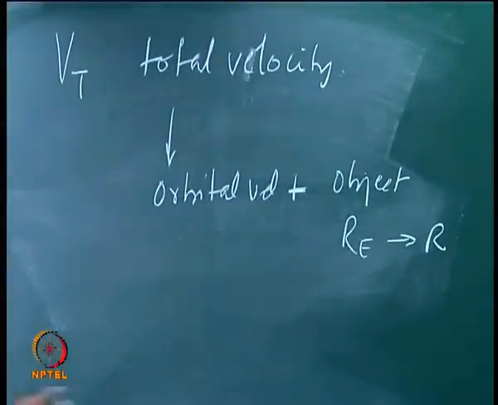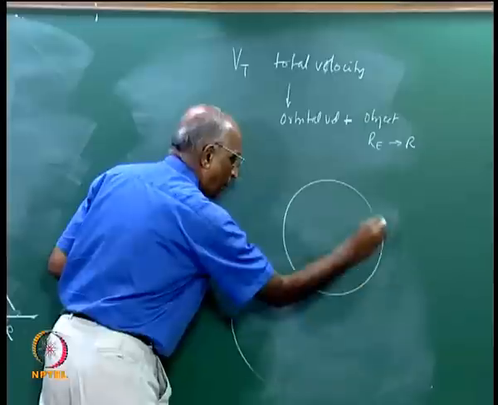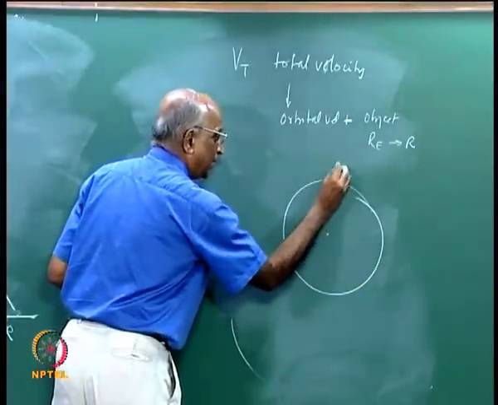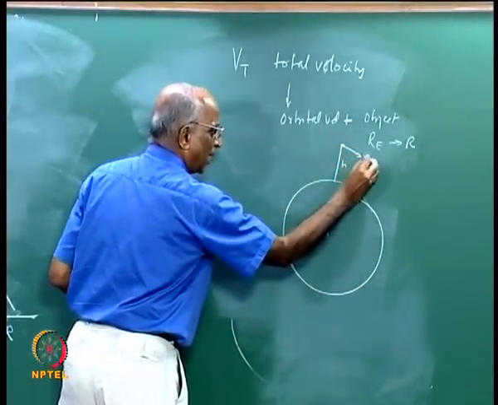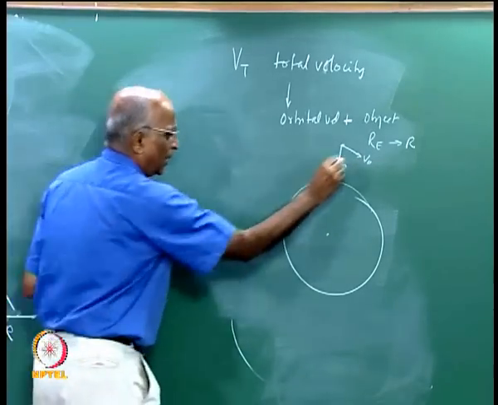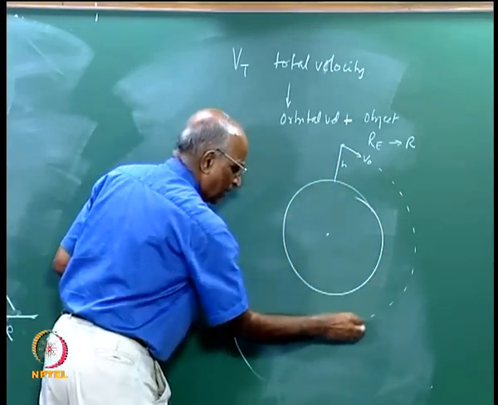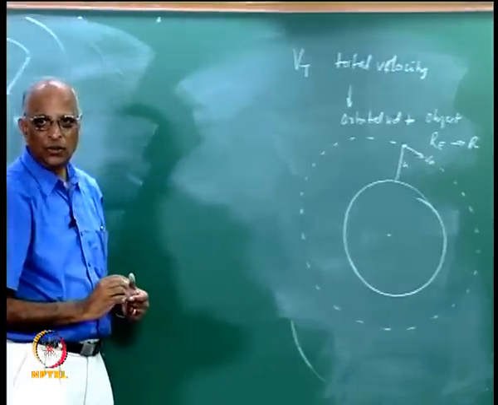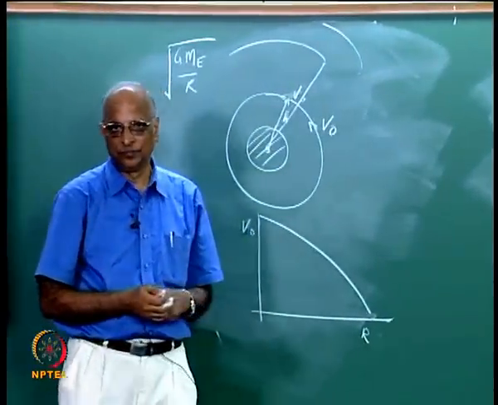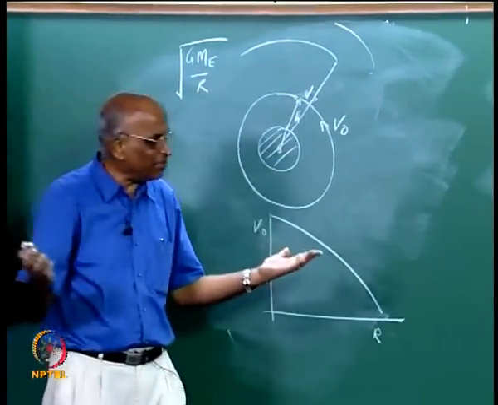In other words, all I am saying is, I have the earth here, I want to take the spacecraft above the earth to a height h, and I have to give it an orbital velocity, and then it will continue here. Therefore, what is the total velocity which I must give? How do I determine it? Again, we use the same set of equations.